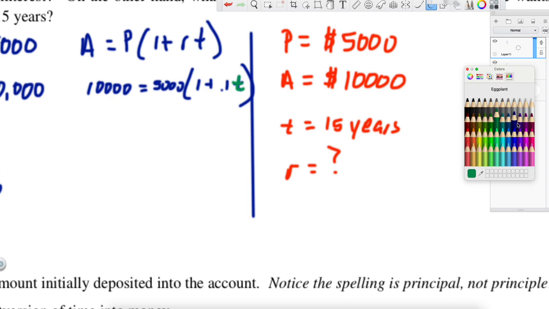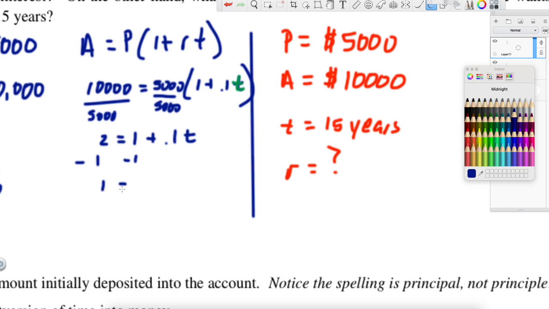So what we're going to do is, first of all, start peeling away things to get t by itself. How about we get rid of this 5,000 by dividing it to both sides? We could distribute that, but it's way easier just to divide. 10,000 divided by 5,000 is 2. 1 plus 0.1t. Now let's subtract 1 from both sides. So I've got 1 equals 0.1t. And now I have to undo this multiply by 0.1, so I'm going to divide by 0.1. And 1 divided by 0.1 is 10.